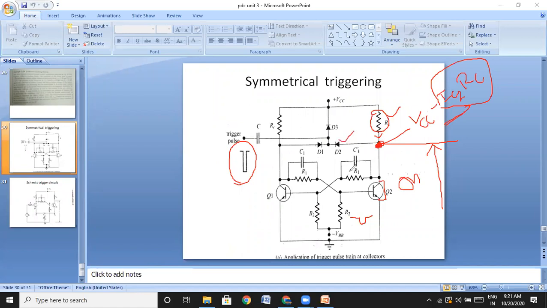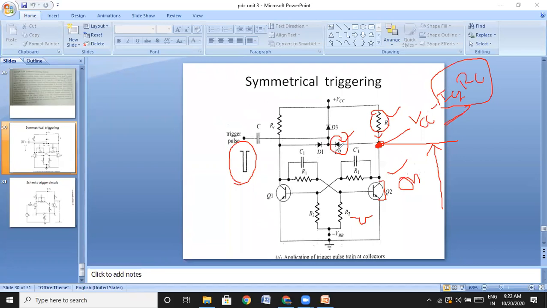Therefore this diode will be in reverse bias, since the anode voltage is less than the cathode voltage, which makes the diode off. You can take either transistor: if a transistor is in the on state, the diode connected to its collector will be in reverse bias. I have taken this as on, therefore D2 will be in reverse bias. If you take Q1 as on, the voltage here will be minimum and makes this diode reverse biased. You can take any side.